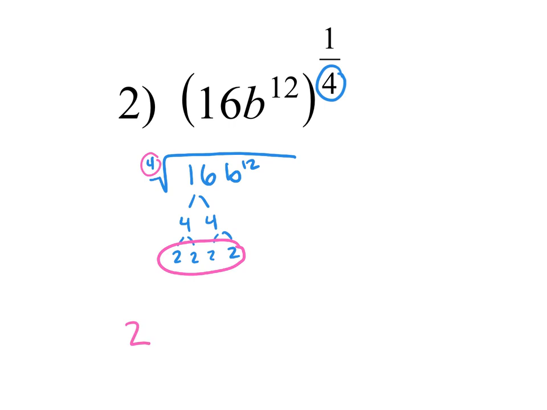So I could either write out 12 b's and circle groups of 4, or I could say that this is b to the power of 12 over 4, because 4 is my index. So what's 12 divided by 4? 3. So it'd be b to the third power.